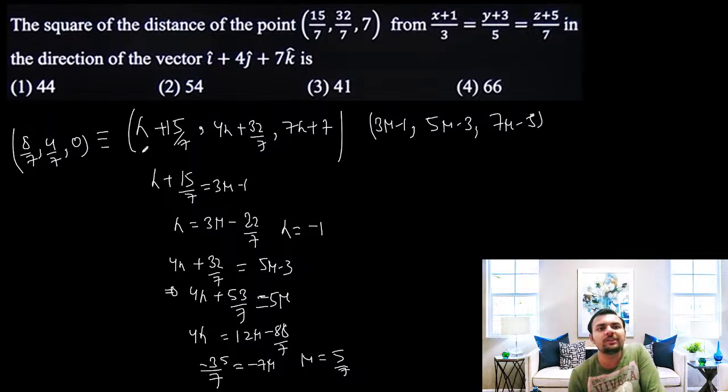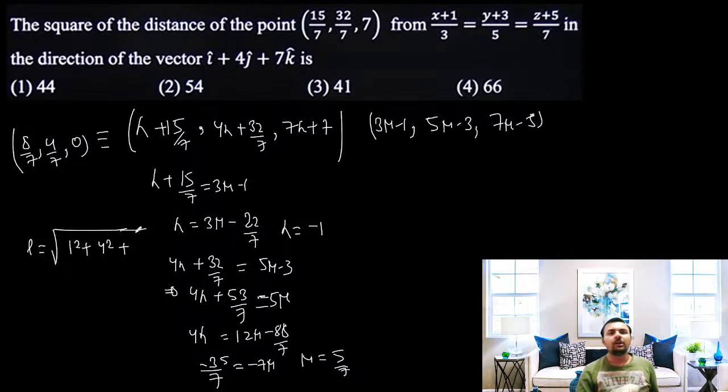Now we have to calculate the distance between these 2 points. So distance will be calculated as root under (8 by 7 minus 15 by 7), which is 1, square, plus (4 by 7 minus 8 by 7), and 27 by 28 by 7, 4 square, and 7 square. So it is 49, 16, 65, 66, root 66, and the square of this is 66. So option 4 is the answer.